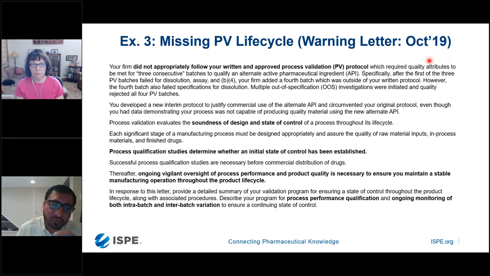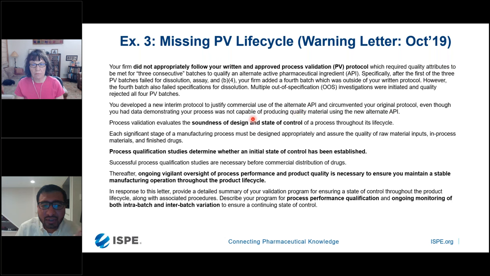So your firm did not properly follow your PV protocol, which required quality attributes to be met for three consecutive batches. I think what happened was the three batches failed on a particular attribute on the dissolution assay. A fourth batch was performed, which failed as well. In fact, the FDA letter says the quality unit rejected all four PV batches. Yet a new interim protocol was created to justify commercial use for the alternate API.